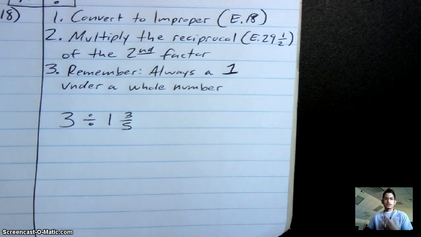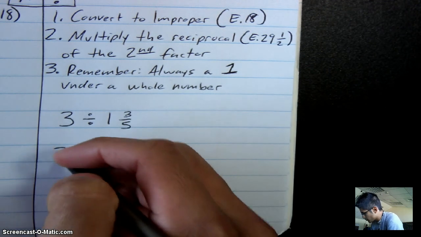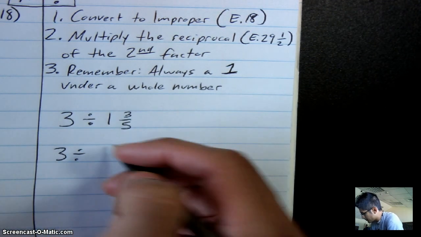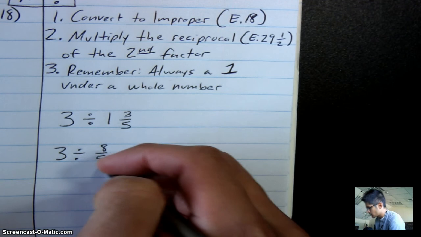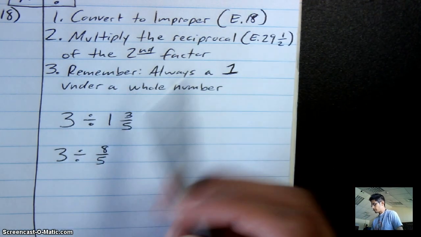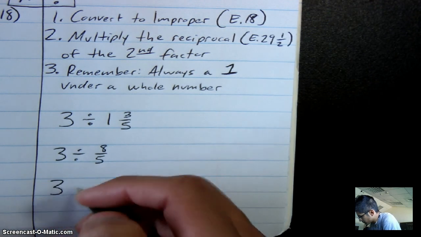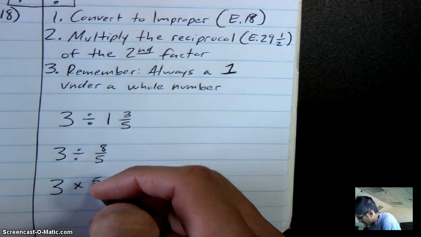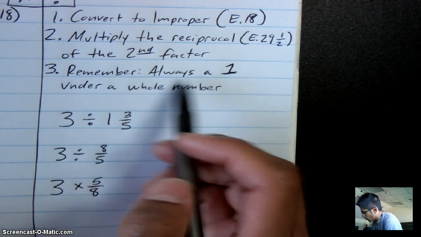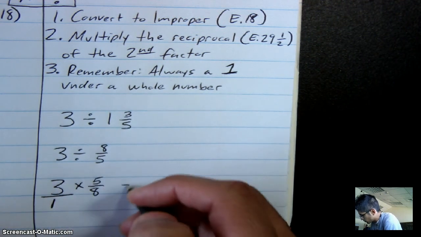Okay, so we have 3 divided by 1 3/5. So the first thing I want to do is convert my mixed number to an improper fraction. So 3 divided by, that would be 8/5. Alright, next is going to be to multiply by the reciprocal of the second factor. Remember, the factor is the number. So I'm going to do 3 times 5/8. And remember, there's always a 1 underneath a whole number. So that's going to be a 1 down there.